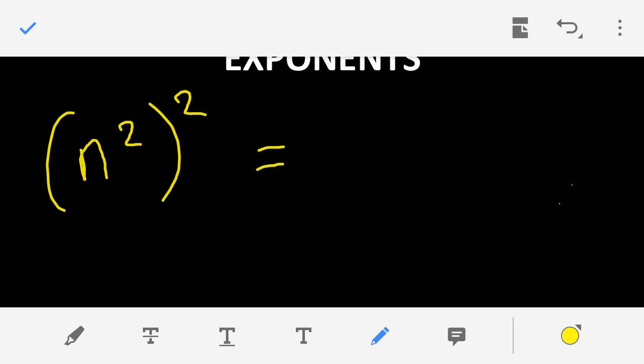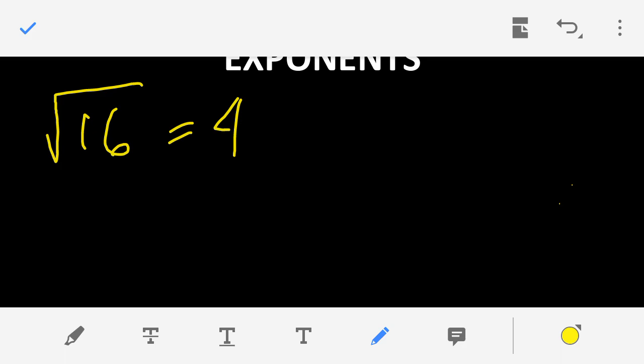So it will be n, 2 times 2, which will give us n to the 4. Okay? Understood? That is the rule when you raise a particular number. So here is another exponent idea, but with radicals. Since we have a problem, that is why the square root of 16 is equal to 4.